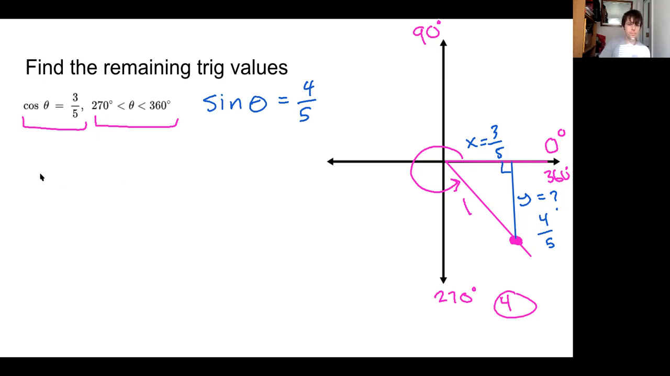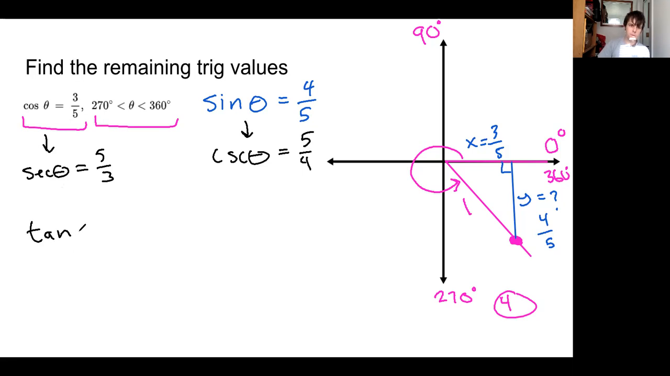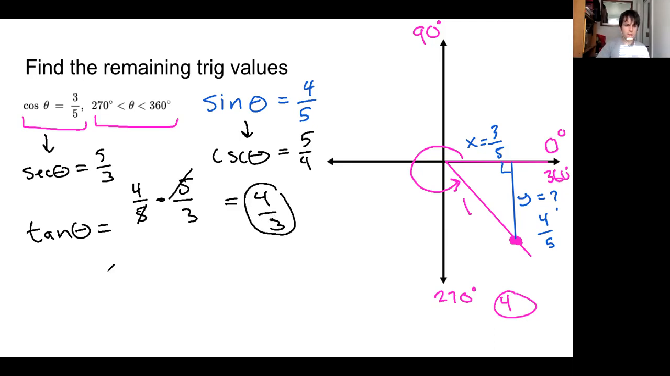In this case, cosine is the reciprocal of secant. So 3/5 becomes 5/3. Sine is the reciprocal of cosecant. So 4/5 becomes 5/4. And then we have to get a little more technical. We're using the quotient identities now. Tangent is sine over cosine, which is 4/5 divided by 3/5, or multiplied by 5/3. So we end up with 4/3 for tangent, and then cotangent is just the reciprocal of tangent, so that's going to be 3/4.